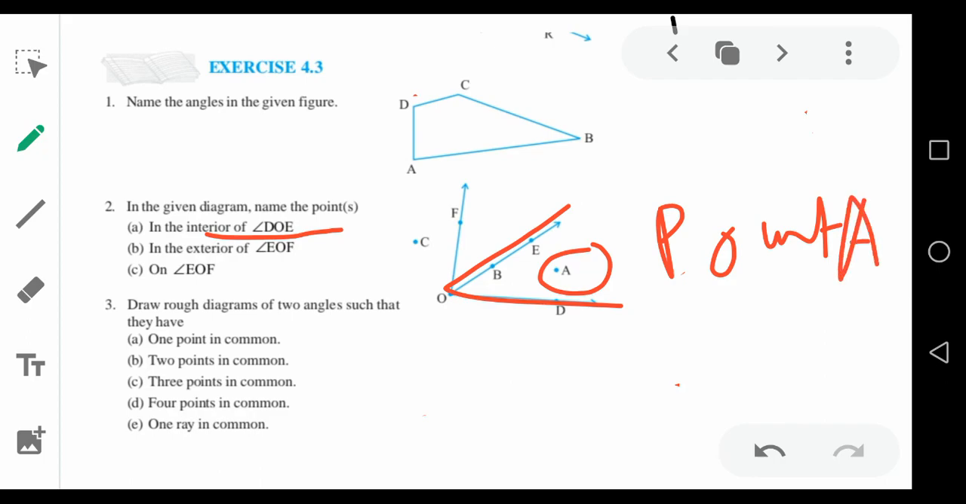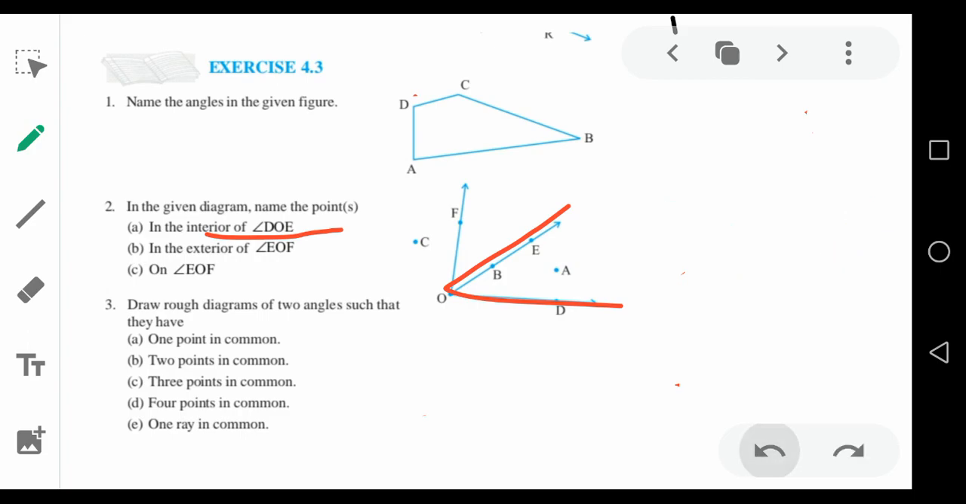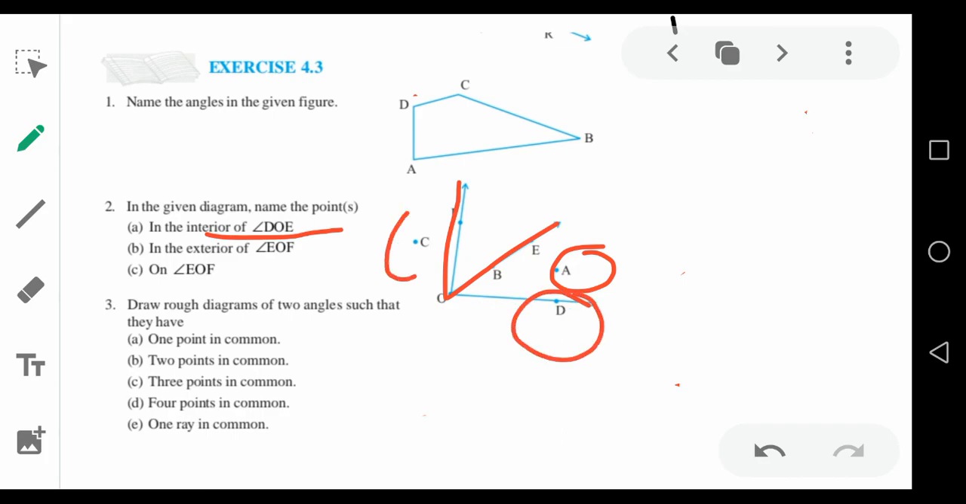Okay. In the exterior of angle EOF. Where is angle EOF? Exterior means point A is in the exterior. Point D is in the exterior. Point C is in the exterior. So those points are in the exterior of angle EOF.